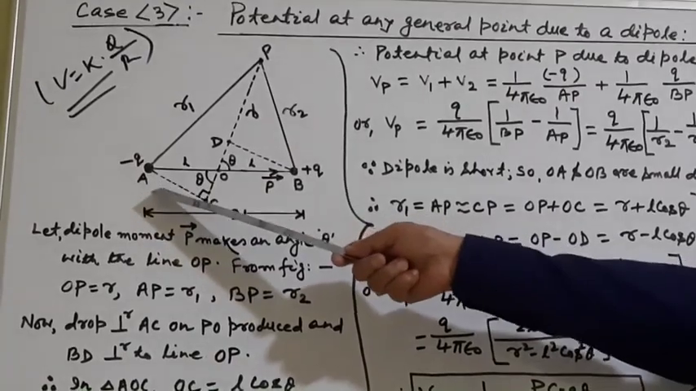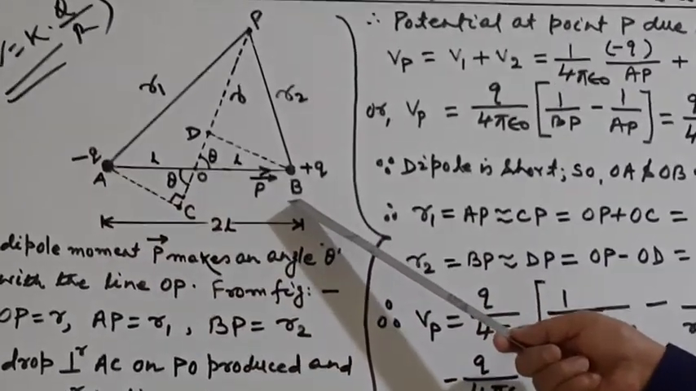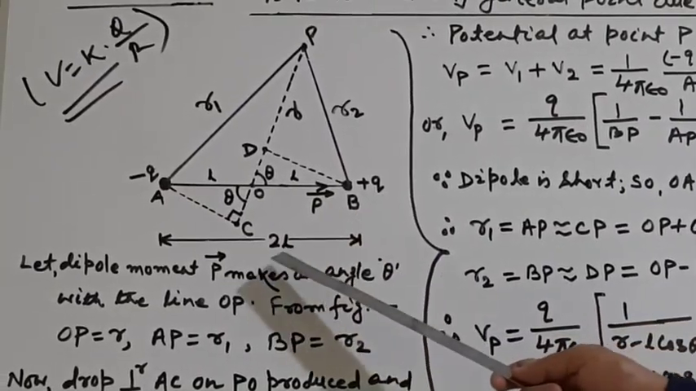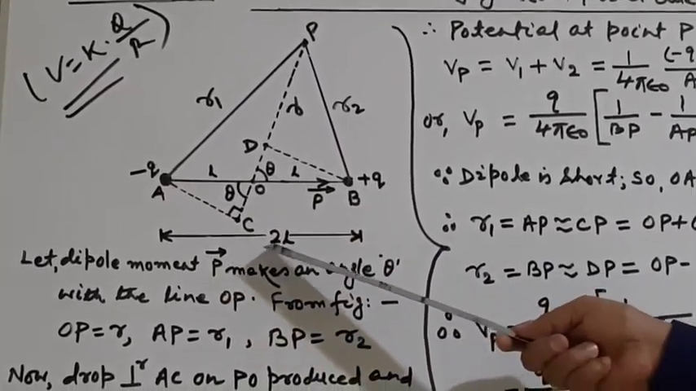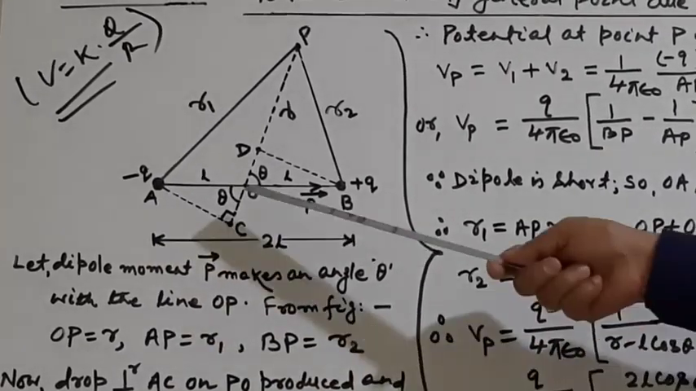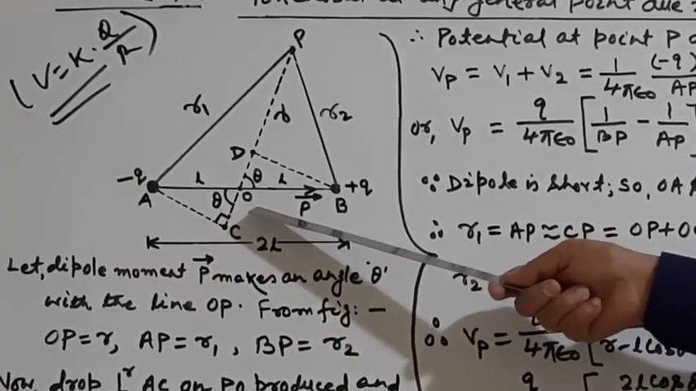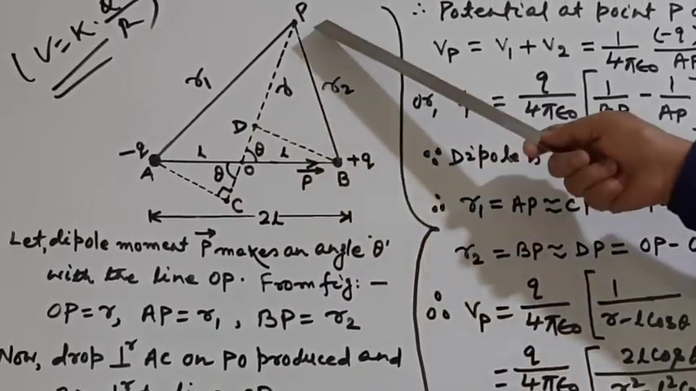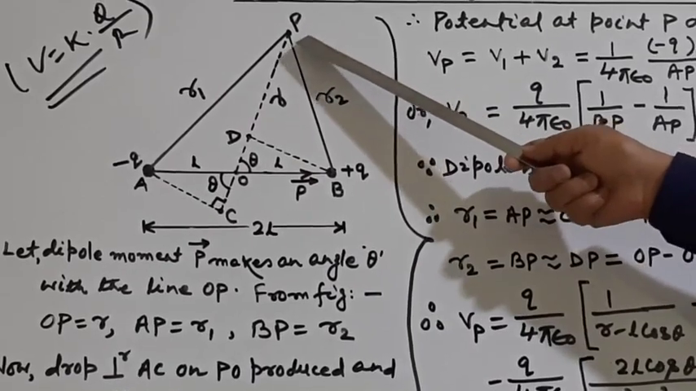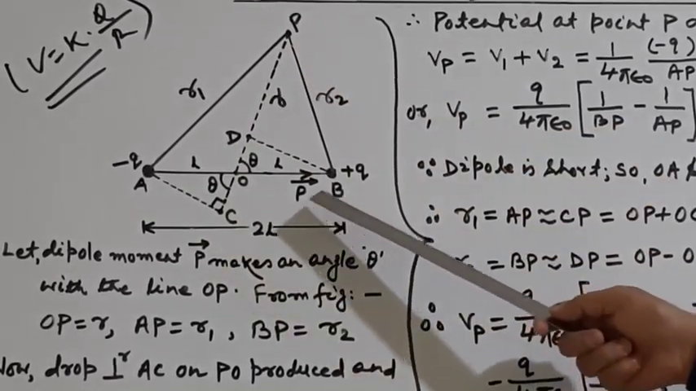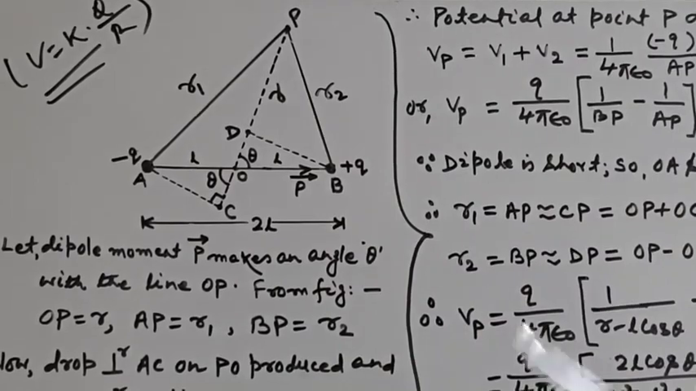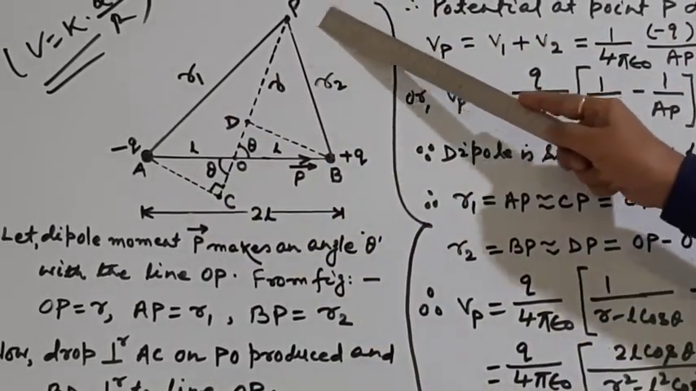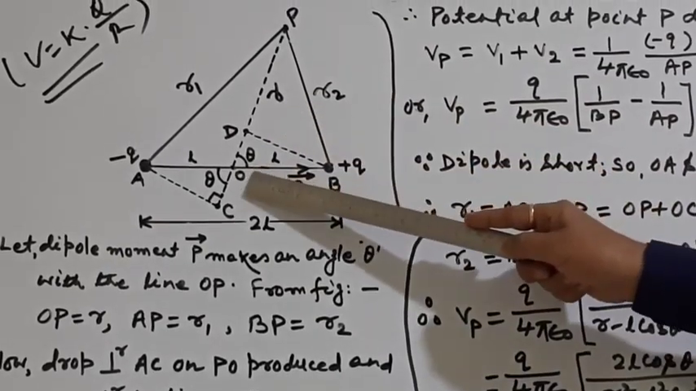I have taken AB, a short dipole which consists of two charges, minus Q and plus Q, separated by a small distance 2a. 2a is the distance between minus Q and plus Q. O is the midpoint of the dipole. And from midpoint O at a distance r, there is a point P at which the electric potential due to this dipole is required. It means you have to find the potential at point P due to this dipole. And this point P lies at a distance r from the midpoint of the dipole.